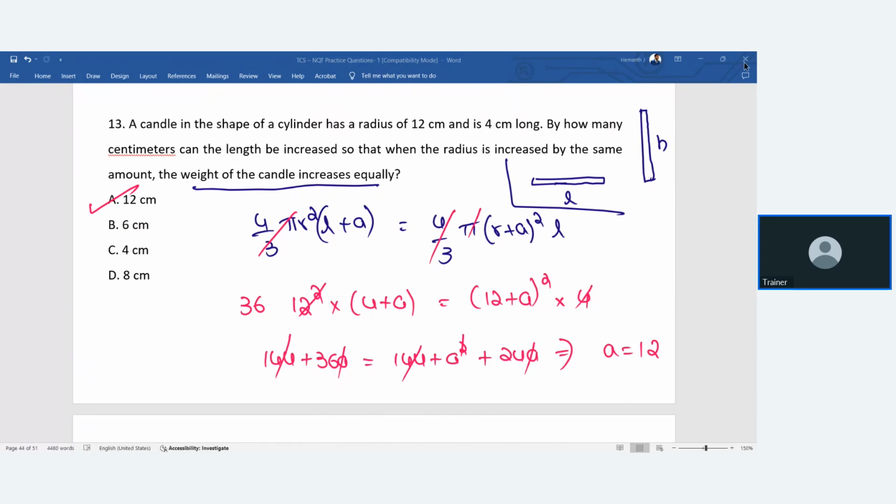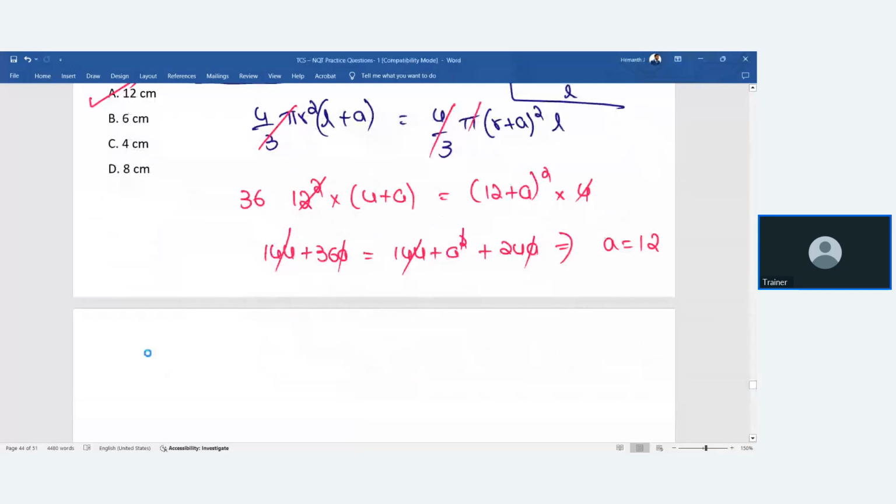Okay. Let me go to the other question which is given in a previous paper. Yeah. LCM and HCF related, because in number systems, that's one area you need to focus. See this 14th question.